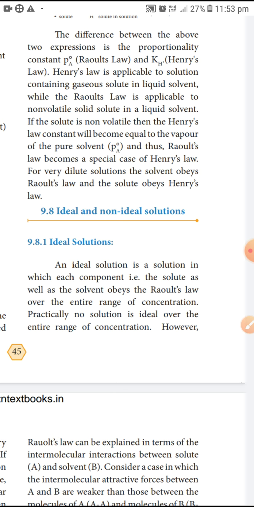An ideal solution is a solution in which each component, that means the solute as well as the solvent, obeys Raoult's law. How to form the solution? Solute plus solvent gives solution. That solution contains two components, solute and solvent, and they obey Raoult's law.